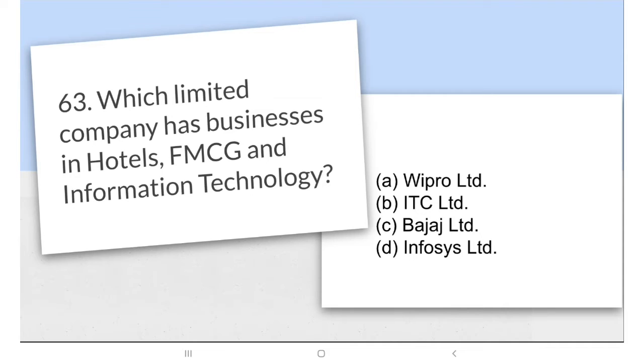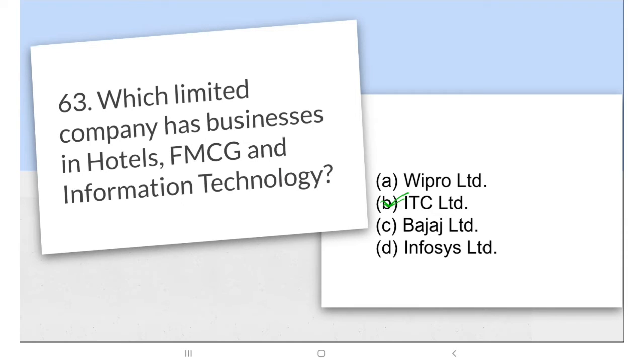Question number 63. Which limited company has business in hotels, FMCG, and information technology? We clearly know it is ITC. ITC stands for Indian Tobacco Company Limited. It provides FMCG products, hotel service, software, and agri business too. But let's see the rest of the options.